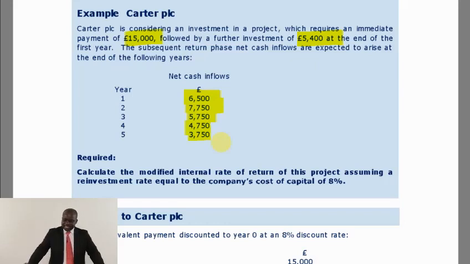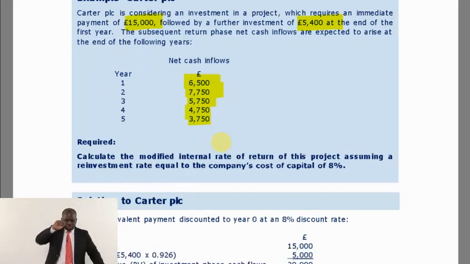Calculate the modified internal rate of return of this project, assuming a reinvestment rate equal to the company's cost of capital of 8%.